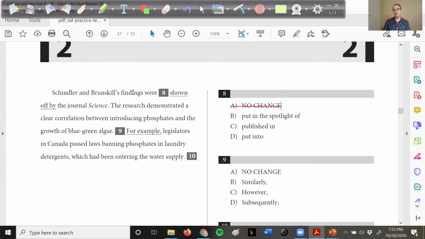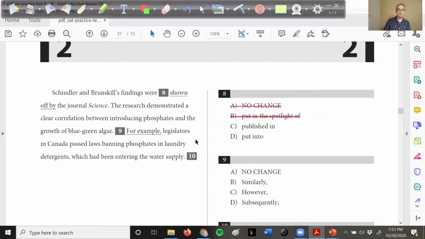Schindler and Brunskill's findings were put in the spotlight of the journal Science. That's just as showy, and honestly a weird way to describe scientific journals. I don't think you could ever ask if a scientist was in the spotlight. Most research scientists are pretty obscure. I mean, I've never heard of these guys before.